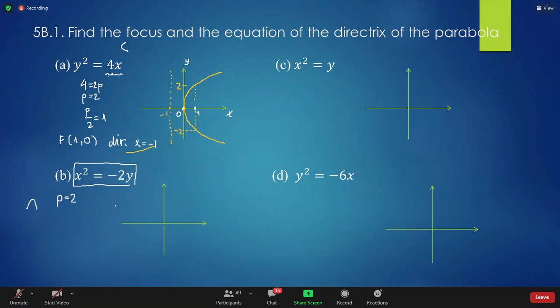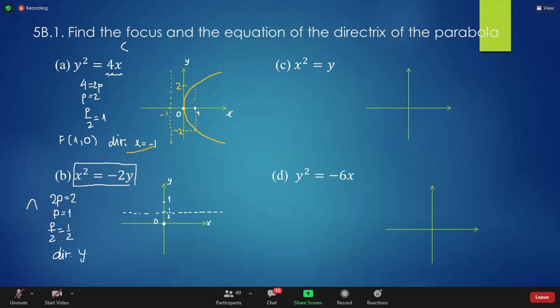So, sorry, it's 2p, not p. 2p is 2 because we always have this 2p in the equation, which means p is 1 and p half, which is what we are interested in, is 1/2. And so the parabola should open downwards, with vertex at the origin. So the directrix will be horizontal at 1/2. Supposing this is 1, then this is 1/2, and the directrix goes horizontal. So the directrix will be y equals 1/2.